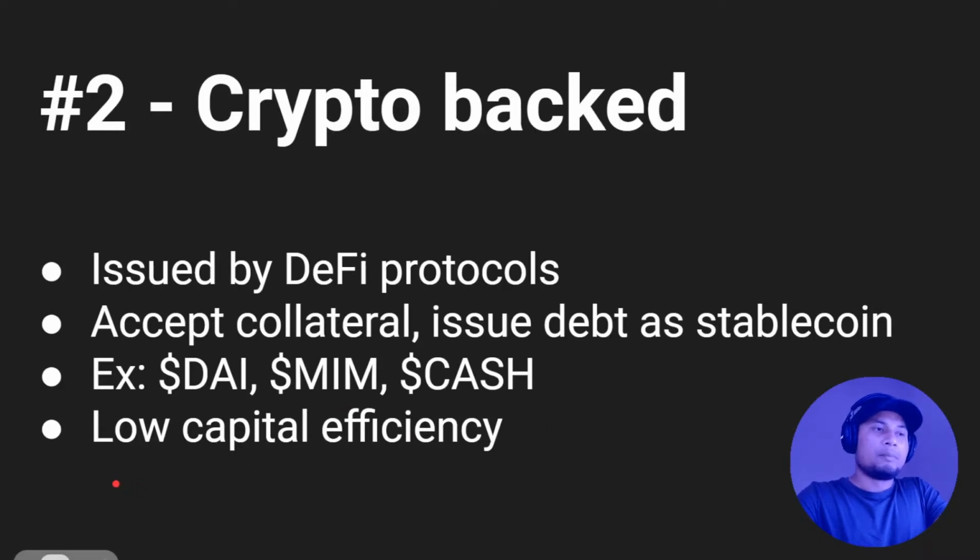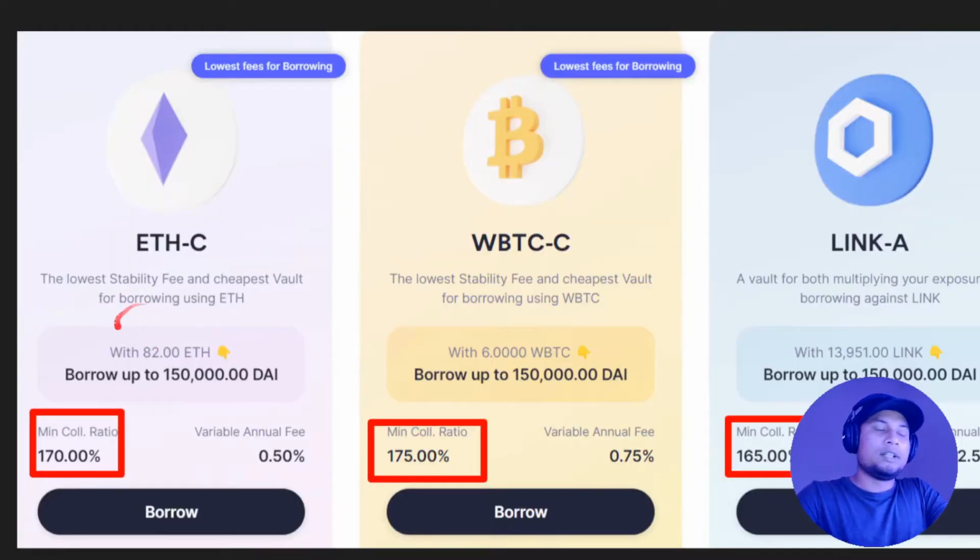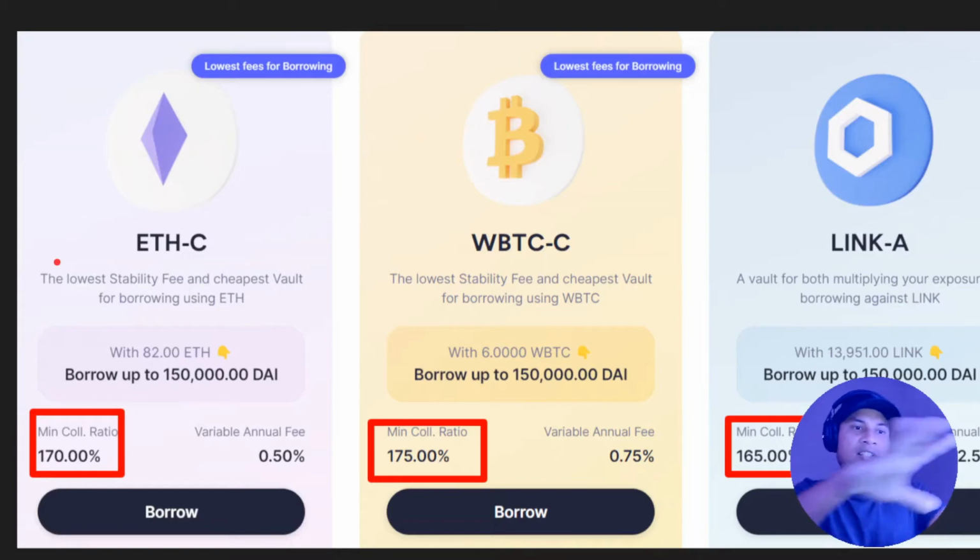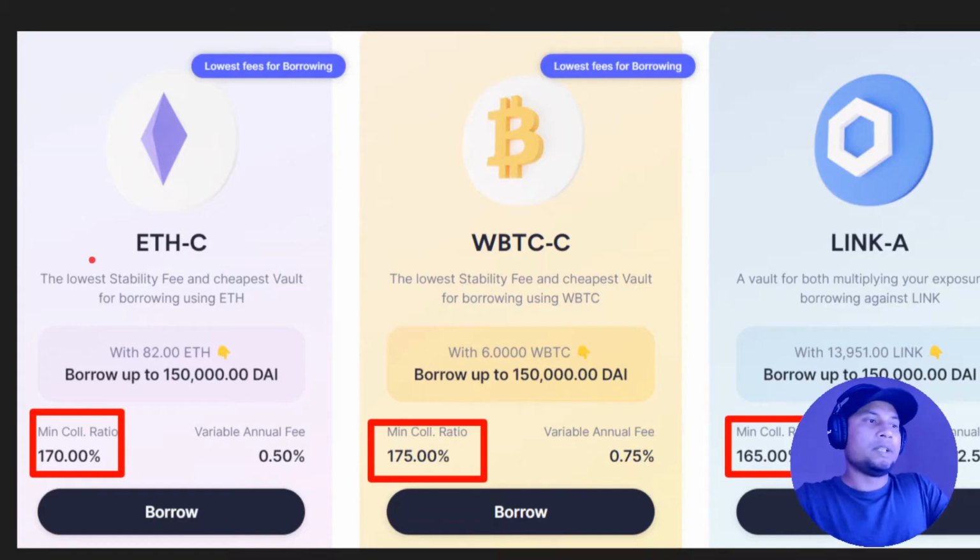The problem with this, or the deficiency, is that it's not capital efficient enough, and we will understand why. But just try to understand that it accepts collateral and it issues debt as a stablecoin. Now let's take a look into the Oasis app, which is nothing but MakerDAO itself. And there are different vaults. If you go to oasis.app, you can see all these different types of vaults based on different assets.